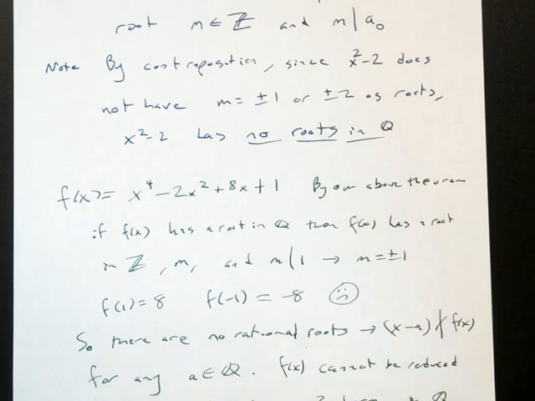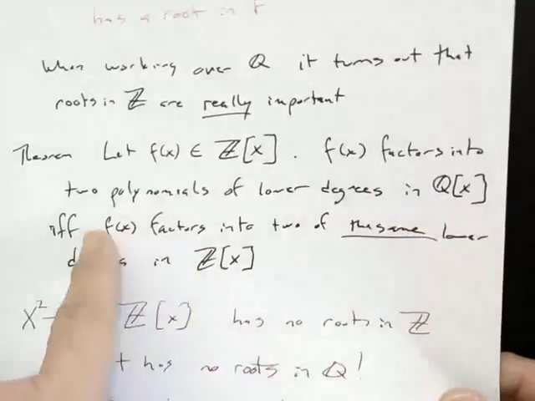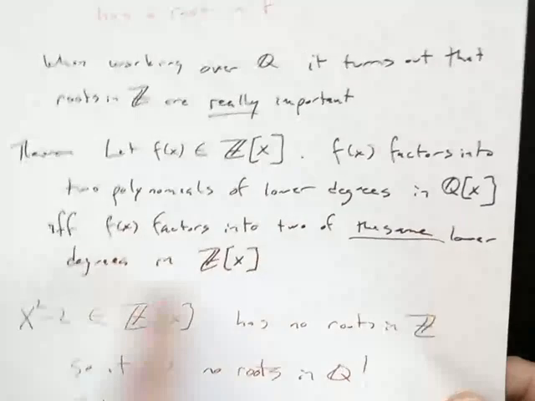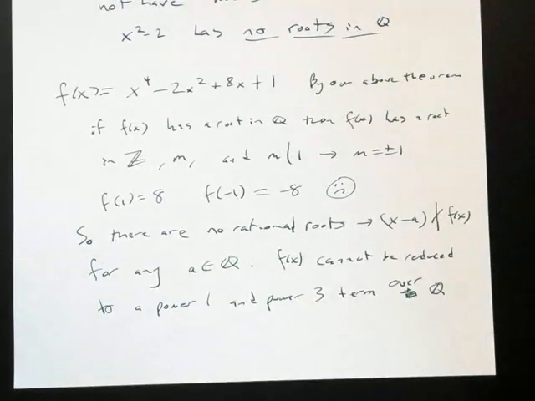Remember, our theorem said it factors into two polynomials of lower degree in the rationals if and only if it factors into two of the same lower degrees in the integers. I can't factor it in the integers, therefore I can't factor it in the rationals into 1 and 3. But this is a degree 4. I might be able to factor it in something else, which would be a pair of quadratics, right? Like we did with the x to the 4th earlier.